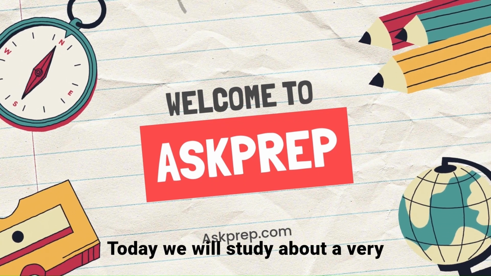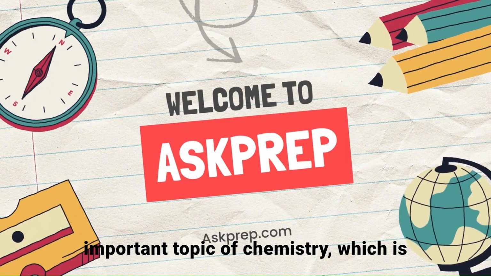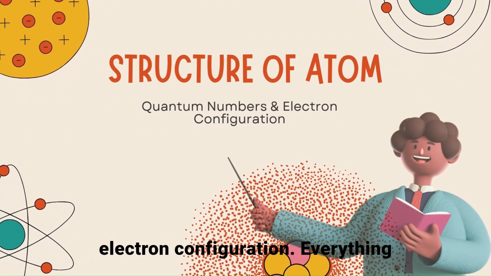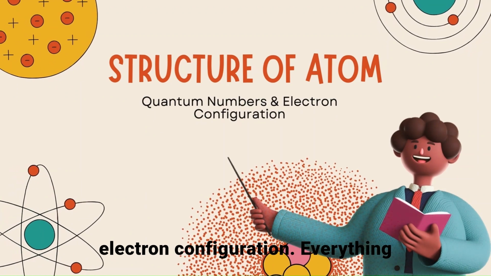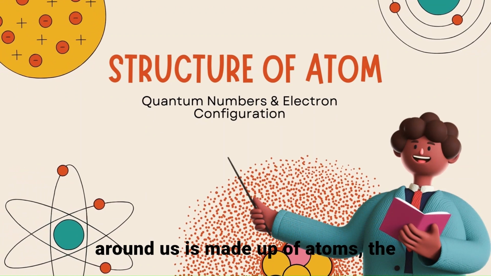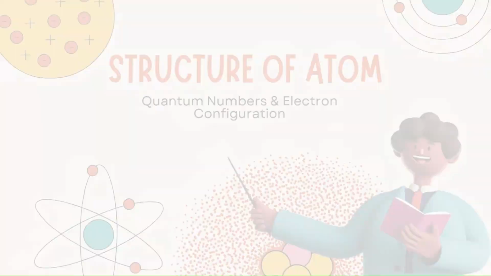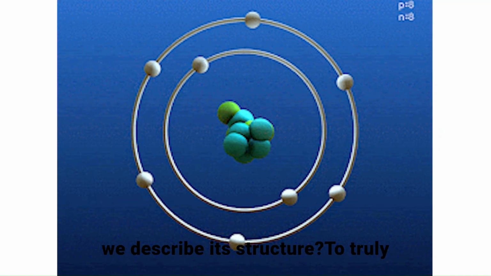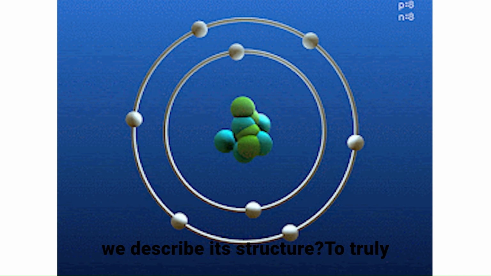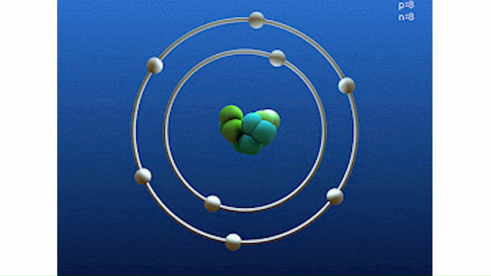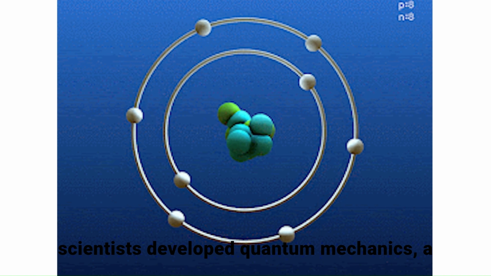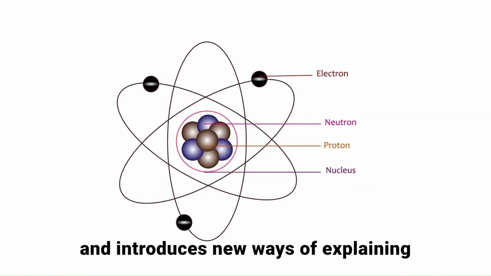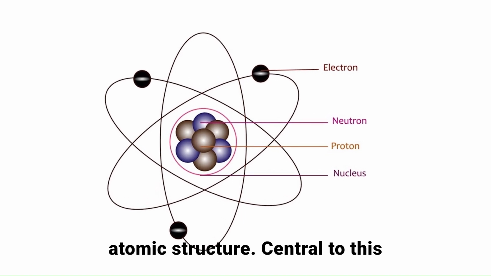Today we will study a very important topic of chemistry, which is structure of atom, quantum numbers and electron configuration. Everything around us is made up of atoms, the fundamental building blocks of matter. But what exactly is an atom, and how do we describe its structure? To truly understand the behavior of atoms, scientists developed quantum mechanics, a theory that goes beyond classical physics and introduces new ways of explaining atomic structure.